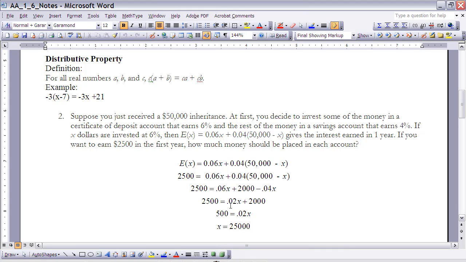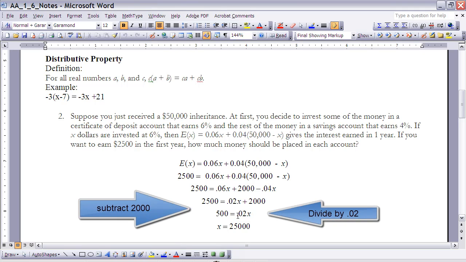Now I can think about my order of operations. The last thing being done to x is that I'm adding 2,000, so the first thing I'm going to undo is subtract 2,000. Right here I'm subtracting 2,000 from both sides. Then I'm dividing both sides by 0.02 to get my value of x, which would be 25,000. So in other words, they would have to put $25,000 into the account that earns 6%.